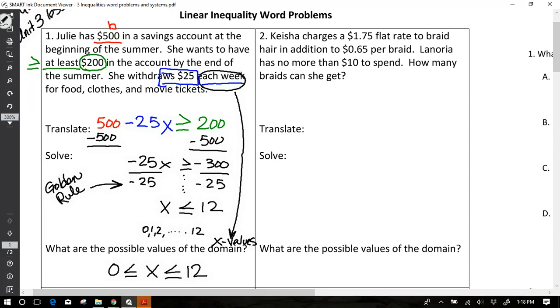I want you now to pause the video and I want you to try to translate example number 2. And then when you come back, I will have shown my work for my annotations, and then I will have translated it. So go ahead, pause your video and give it a try.